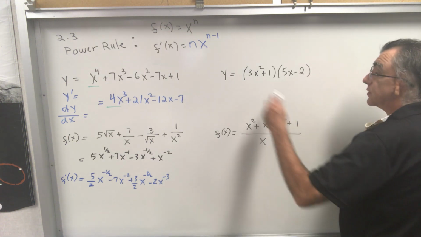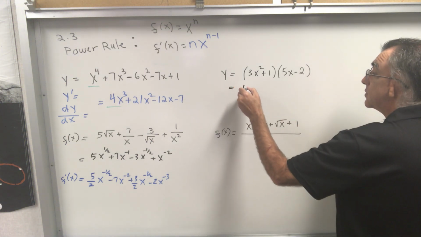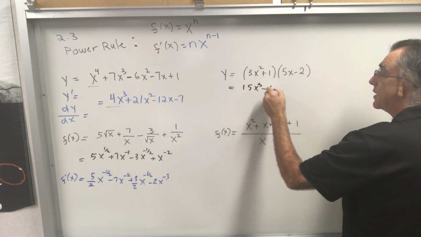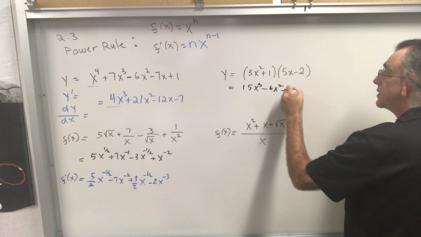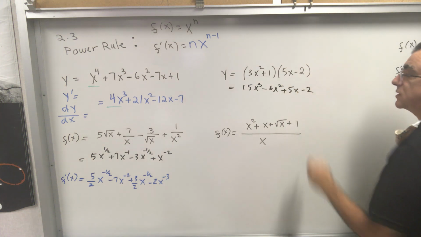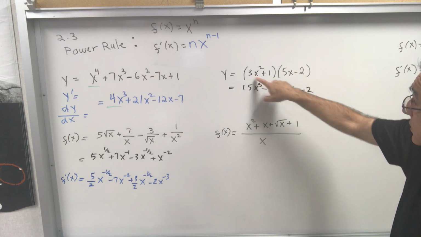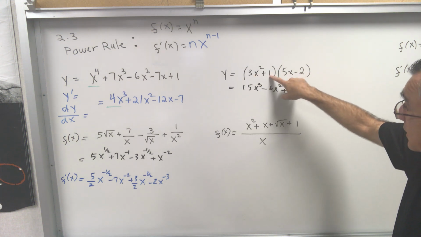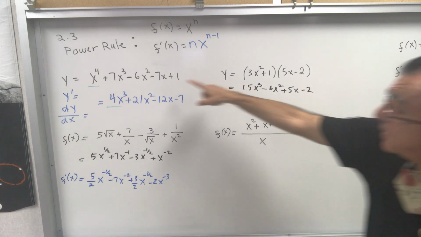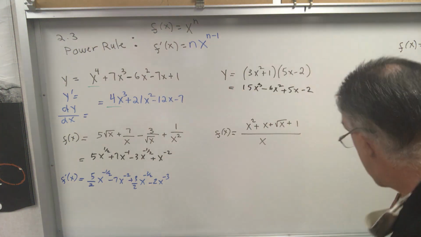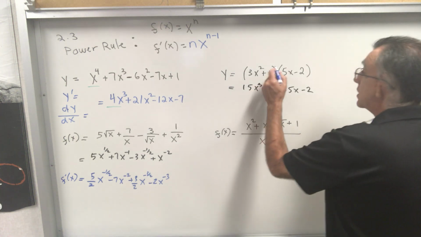We've got to FOIL it out first. So what's that? 15x to the third minus 6x squared plus 5x minus 2. So what did I do here? I multiplied it out, first times first, outside, inside, last times last. I changed it into the question we already did, kind of, right? That's the idea, right?